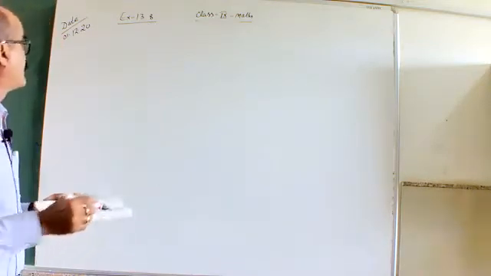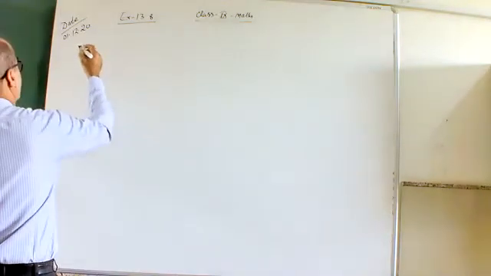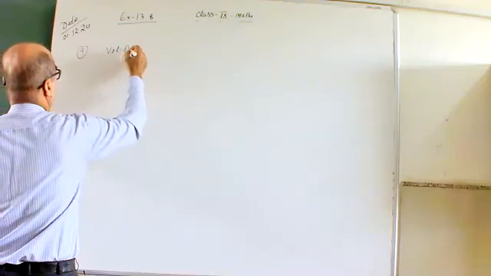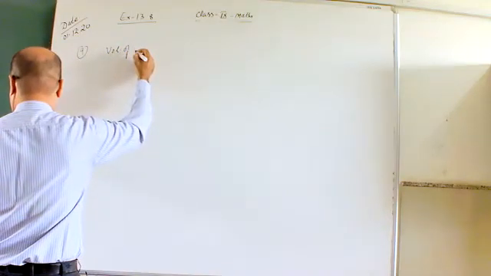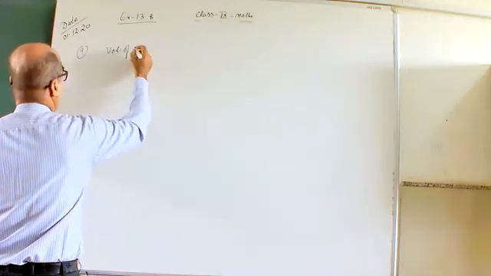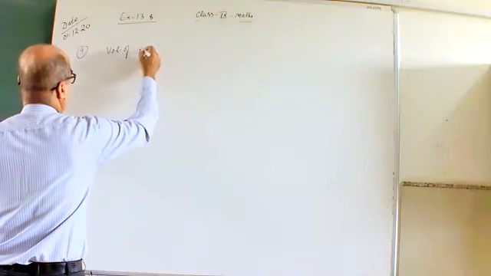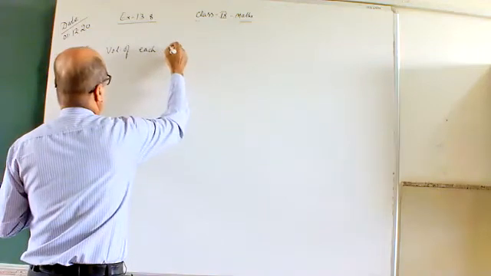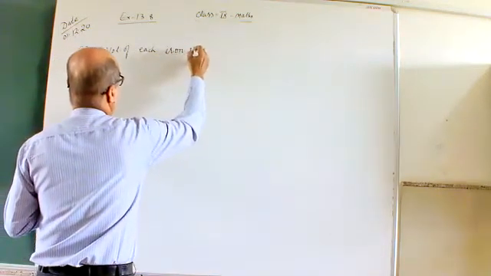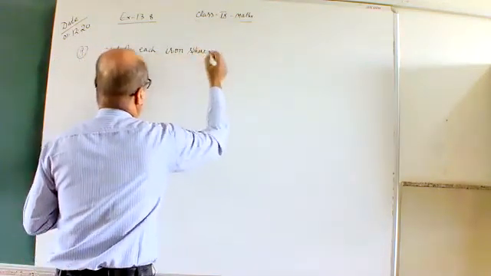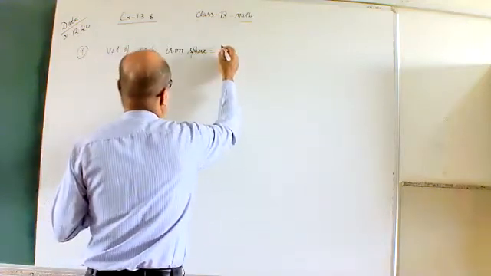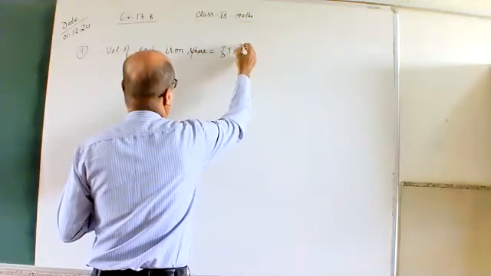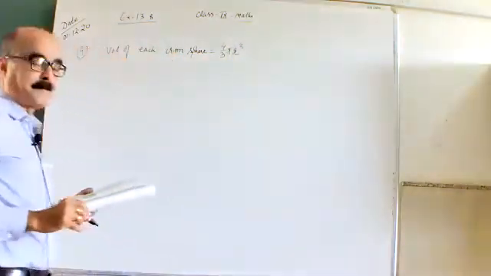So out of question number 9, the volume of each iron sphere will be equal to 4/3 pi r cube, right?